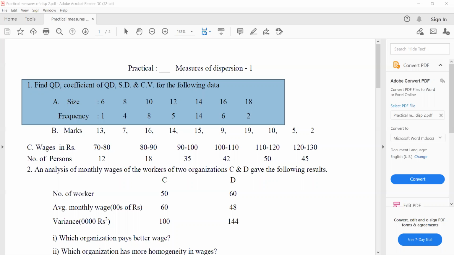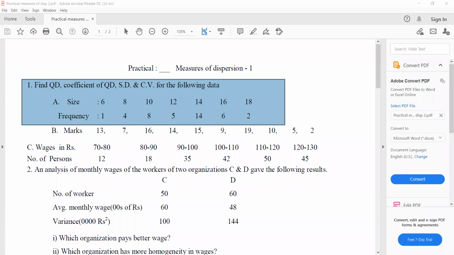So we'll first list the formula. Now quartile deviation, abbreviated as QD, is given by the formula Q3 minus Q1, that is upper quartile minus lower quartile, divided by 2. And coefficient of quartile deviation is given by Q3 minus Q1 divided by the sum of the quartiles, Q3 plus Q1. So we have to obtain the values of the quartiles Q1, Q2, Q3. And in the last practicals, we have learned how to obtain the values of quartiles, mean, median, etc. for various types of distribution.